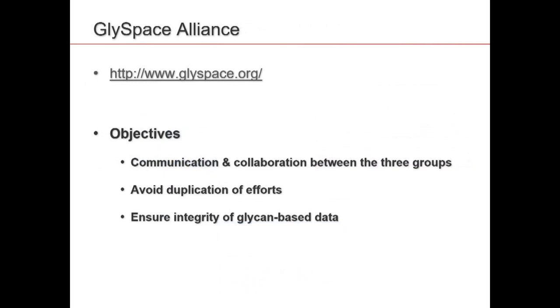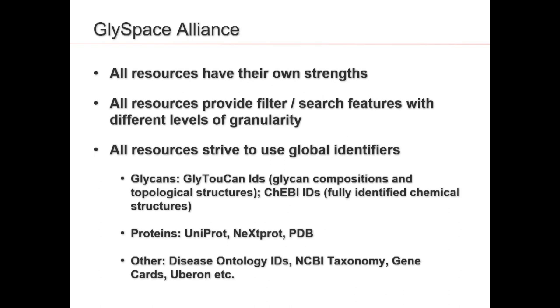So each of these resources came together, and it's a collaboration to try and make sure that there's a collaboration between the groups, we don't duplicate the data, and also that we ensure integrity of all of this glycan-based data that we have in each of these resources. So each of the resources has their own strengths. For example, in GlyGen, there's loads of DNA and gene data, which is readily accessible. GlyCosmos has a lot of pathway information. They also provide GlyTouCan, a glycan repository, which provides unique IDs for glycan structures.